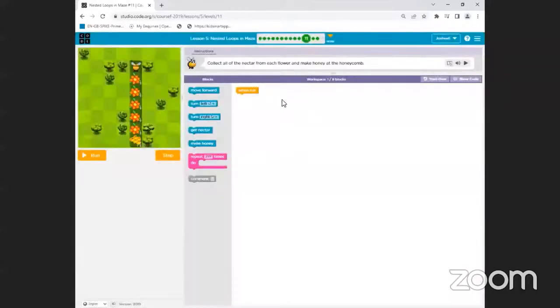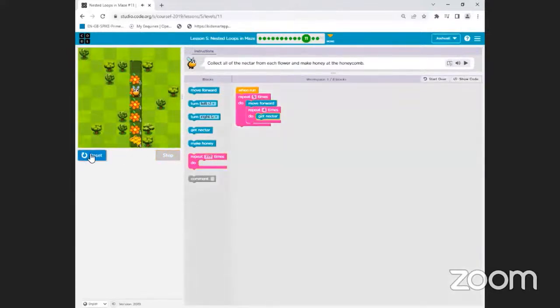Collect all the nectar from each flower and make honey at the honeycomb. So I'll have to get nectar 4 times. Then if I get that, I can do move forward, and there's 1, 2, 3, 4, 5. So 5. Move forward, and I'll need another repeat because 4 times I need to get the nectar. So let's see where that gets us.